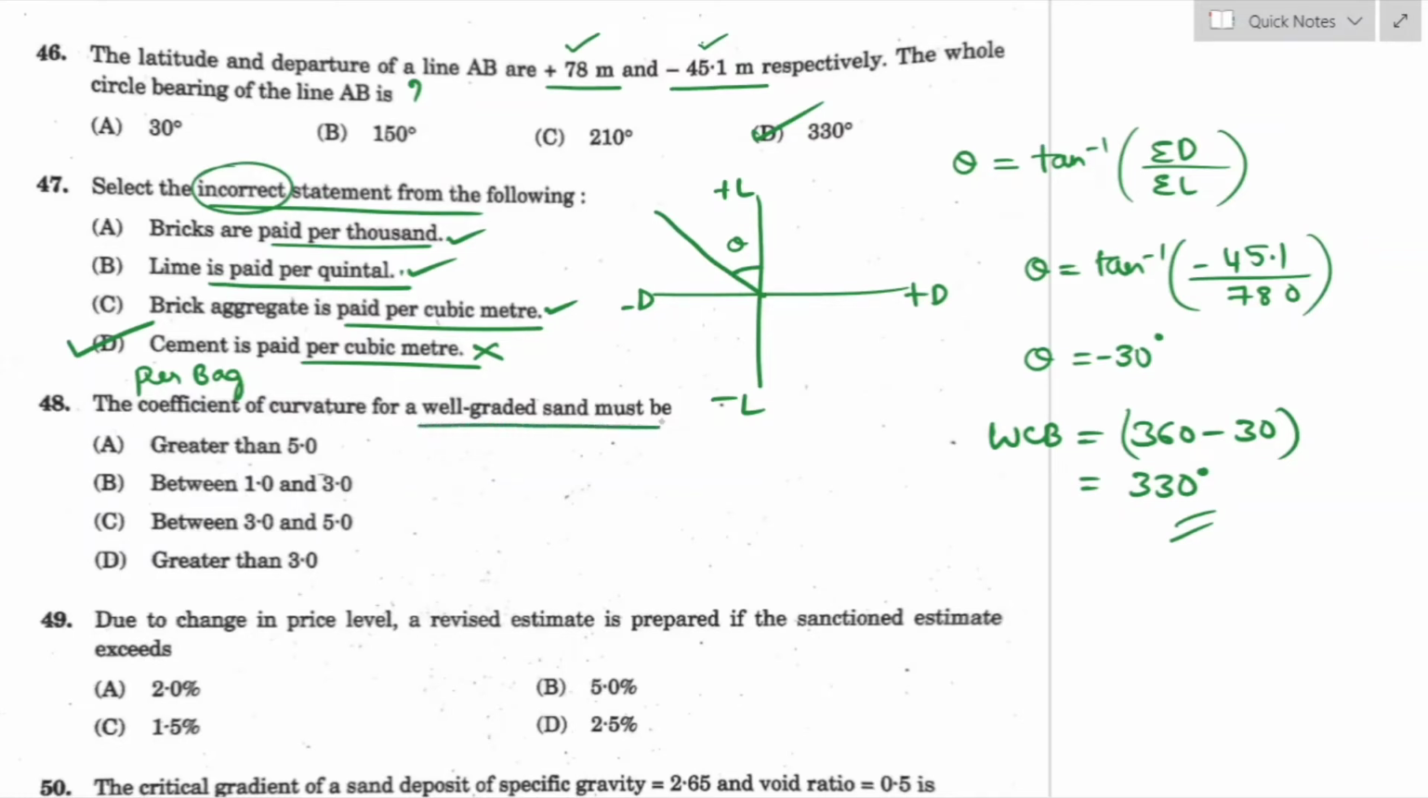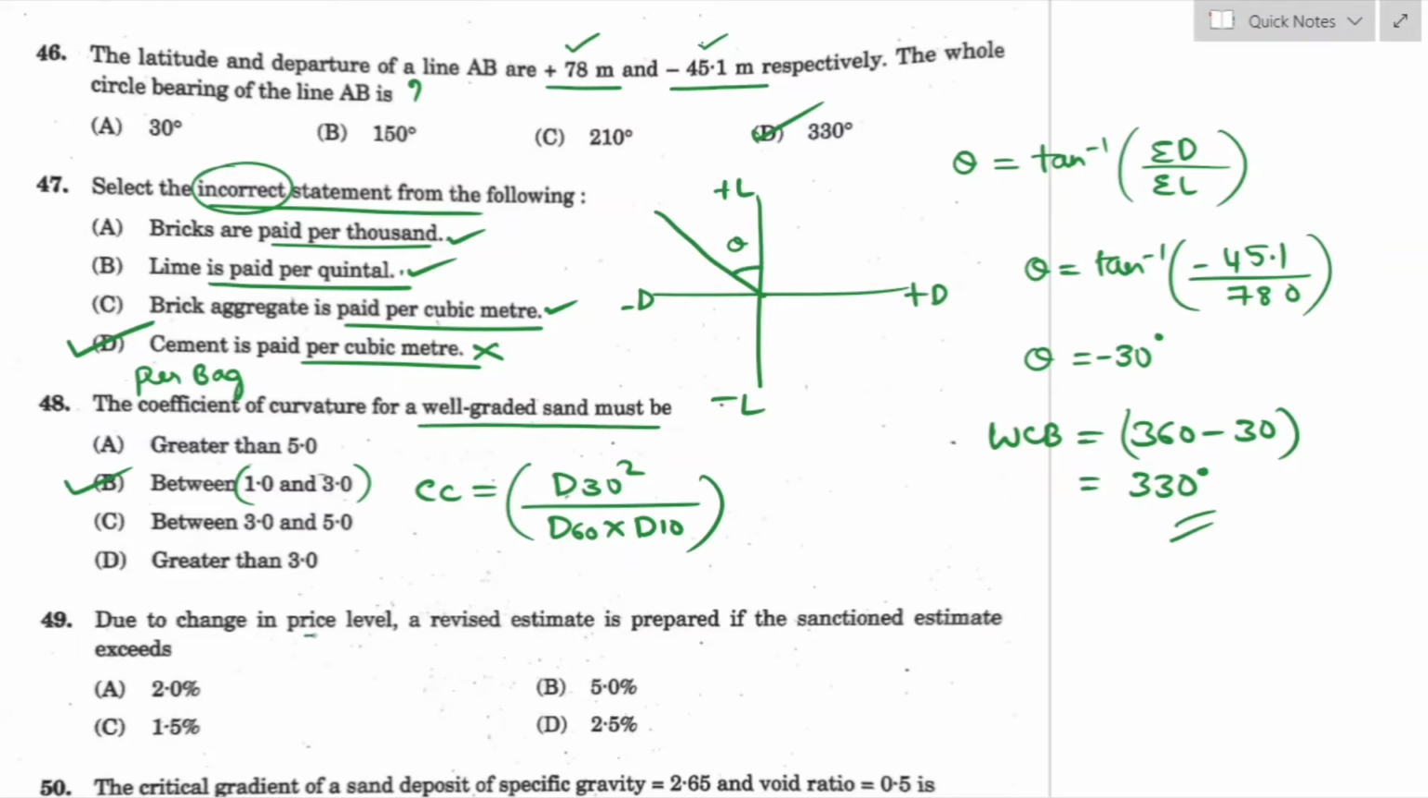The coefficient of curvature for well graded sand must be between 1 and 3. So option B is the right answer. It is calculated by the formula D30 square divided by D60 into D10, where D60, D10 and D30 are the particle sizes corresponding to the percentage of finer particles by weight.